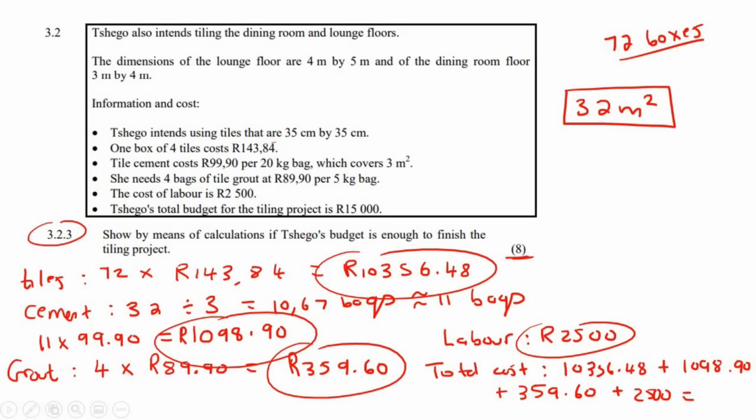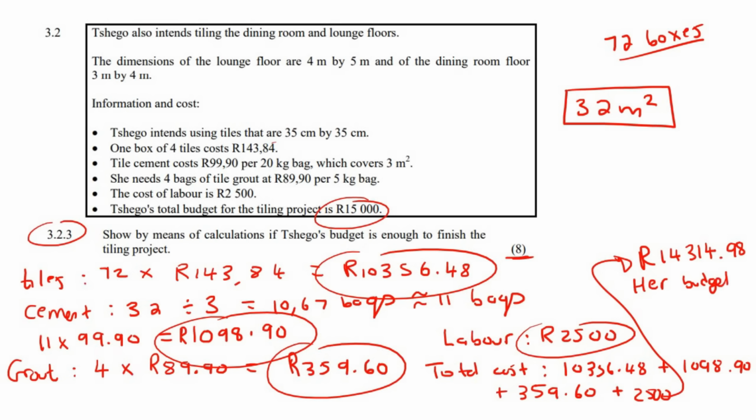If you go ahead and work all that out, she has a good budget. That's going to cost 14,314. Let me write this a little bit better for us. Okay, I'm going to write the answer here: 14,314 Rand and 98 cents. Now, what was her budget? Her budget was 15,000 Rand. So her budget is enough. Let's just say that here. Her budget is enough.